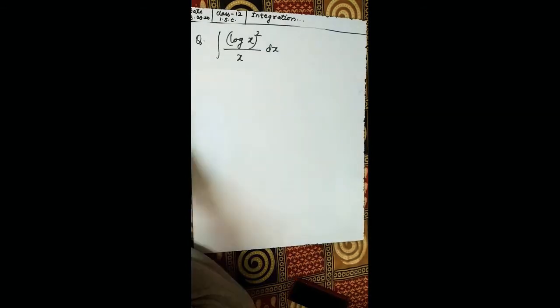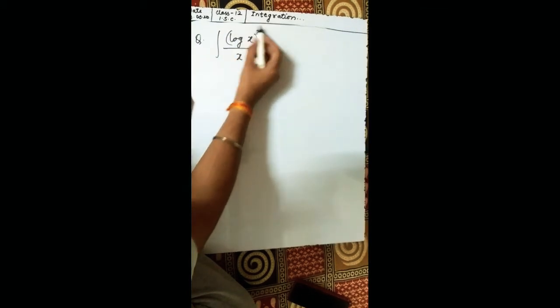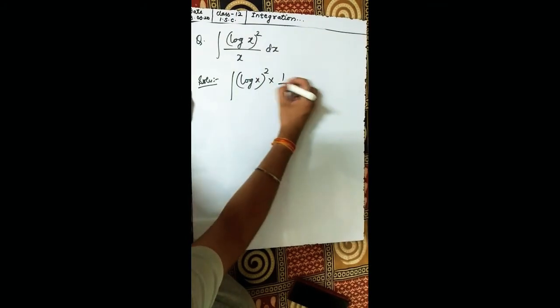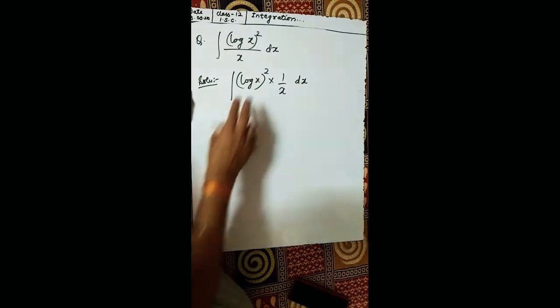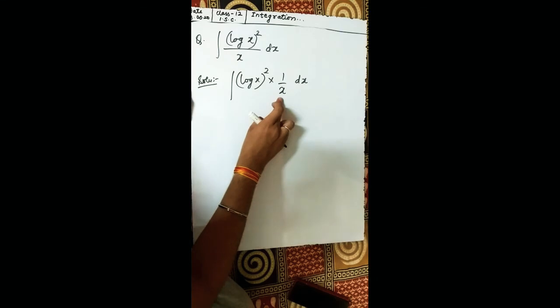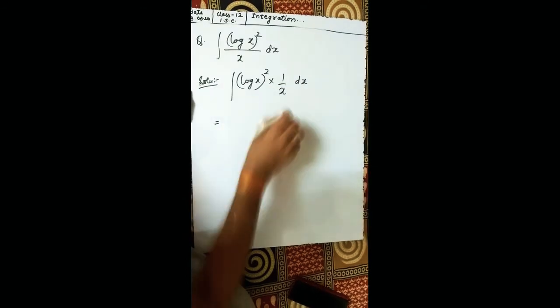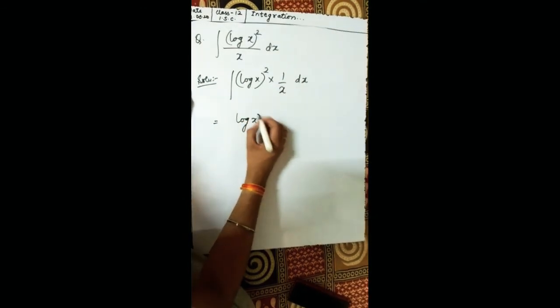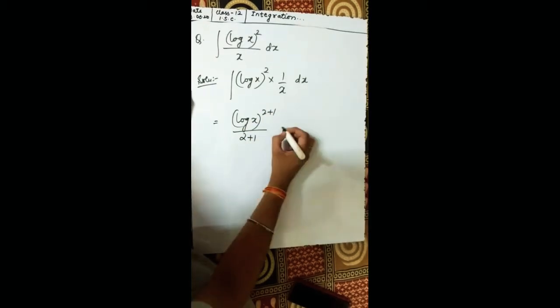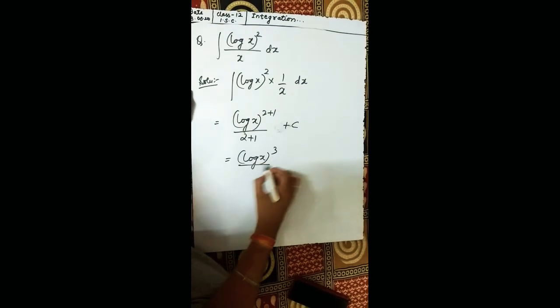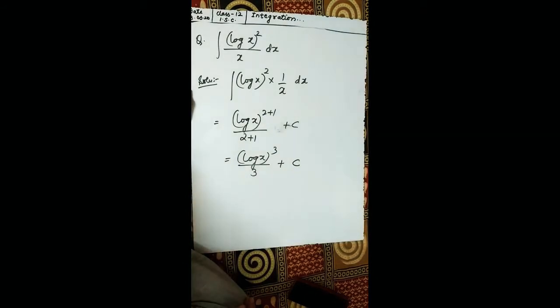Okay, let's see this one. Integration of log x the whole square upon x dx. Now let us frame this in one of the theorems and solve it. So how are we understanding this? Log x the whole square into 1 upon x dx. Now differentiation of log x is 1 upon x, so this is of the form f(x) the whole square into f dash x dx. So what will be the final answer of it? f(x) to the power 2 plus 1 upon 2 plus 1 plus c, which is log x the whole cube upon 3 plus c. This is the final answer.